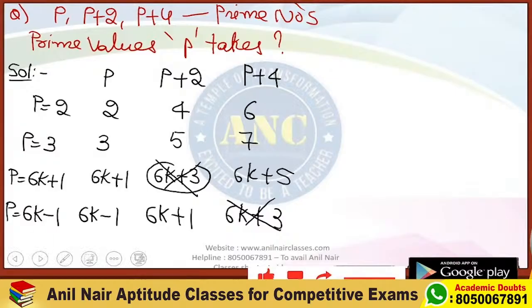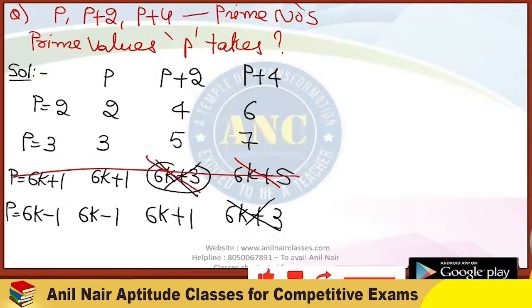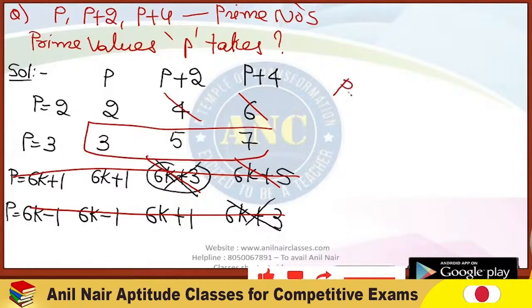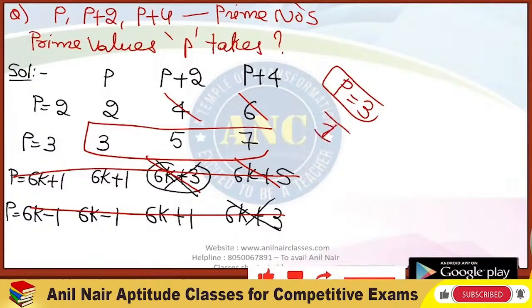So there is no triplet where all three are prime numbers. This case is not possible. 4 and 6 are even numbers. So the only case that is possible is P equals 3. How many prime values can P take? Only one prime value. I hope the idea is clear.